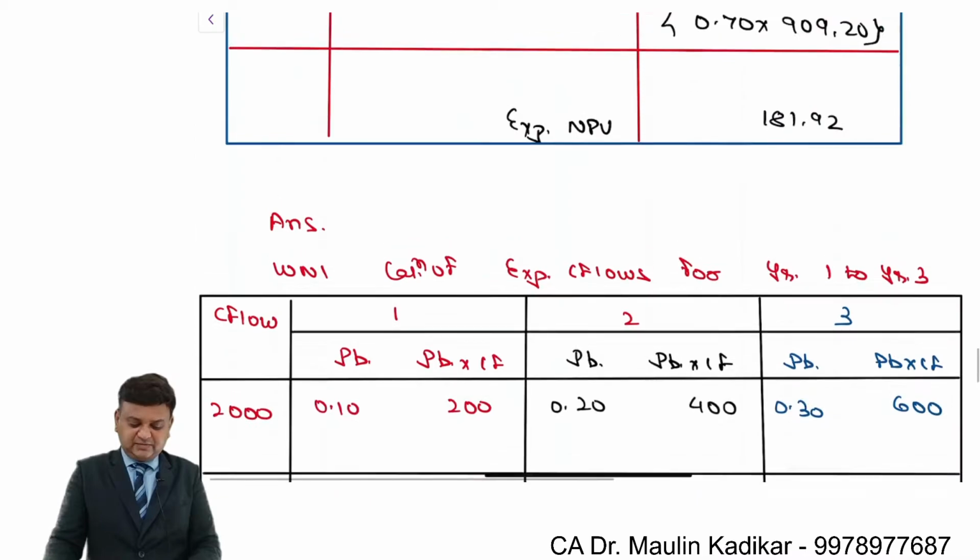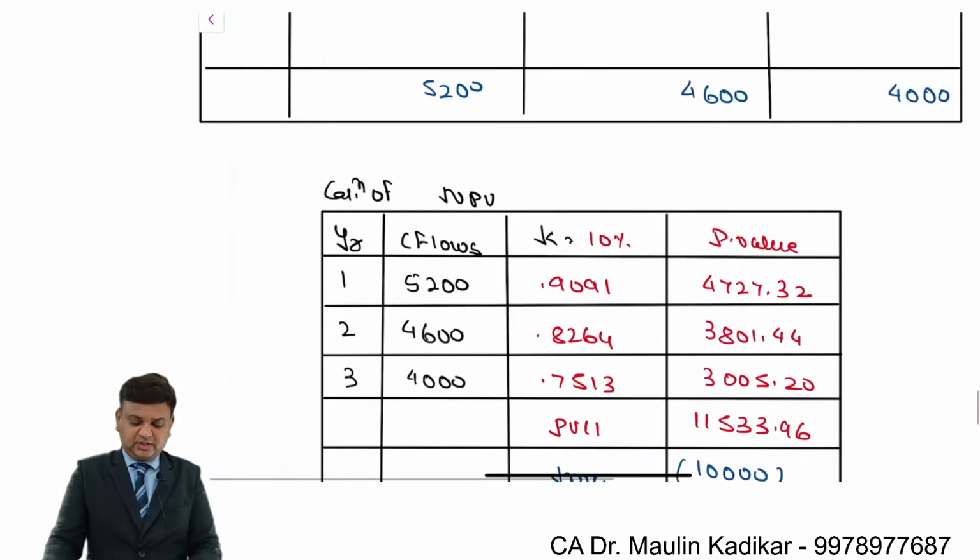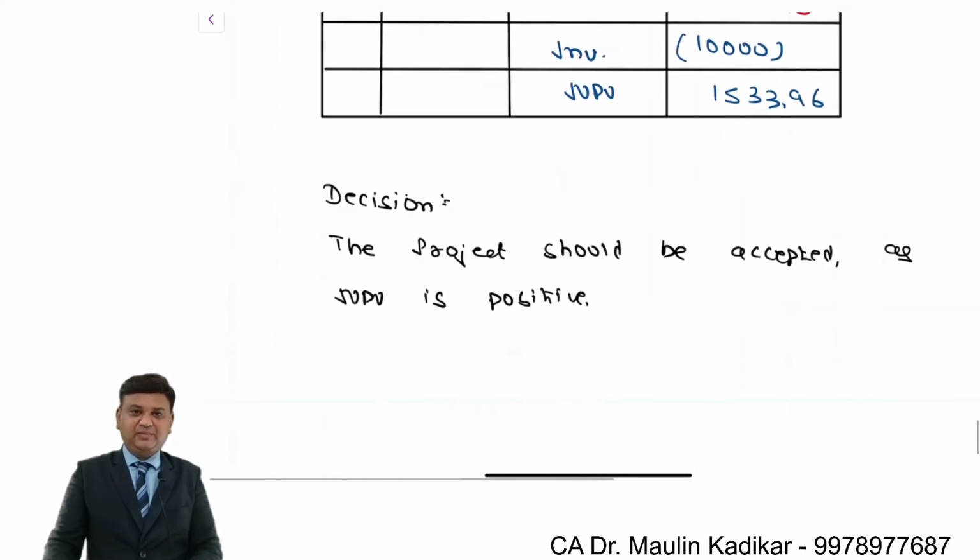So there are two workings that we have done. One is the expected cash flows, and the other is discounting of the same and NPV calculation.